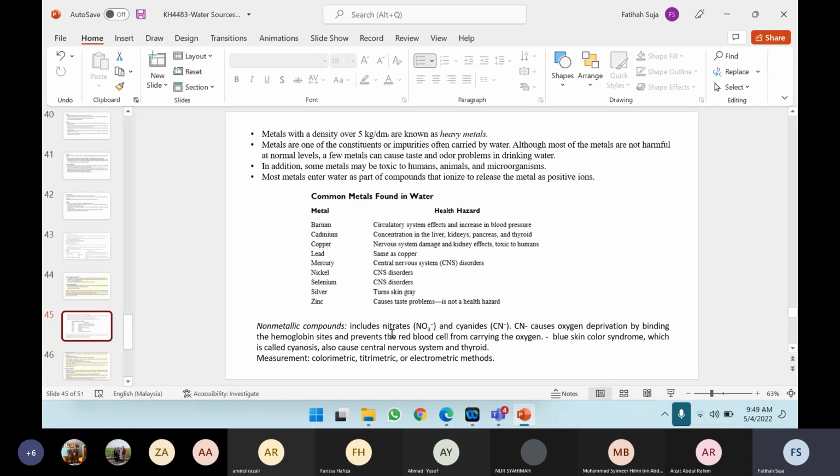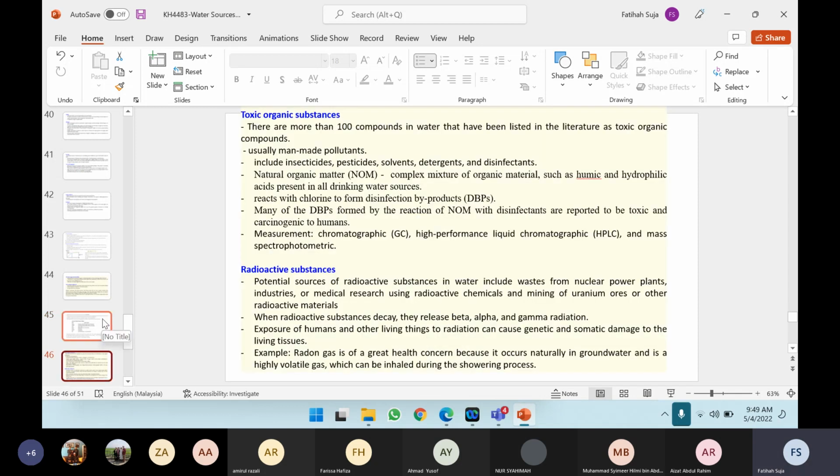Okay, non-metallic compounds include nitrates and cyanides. They cause oxygen deprivation by binding the hemoglobin sites. Just now we talked about the blue baby syndrome that prevents the red blood cells from carrying the oxygen. The measurement is using colorimetric, titrimetric, or electrometric methods. Okay, toxic inorganic substances. Toxic organic substances.